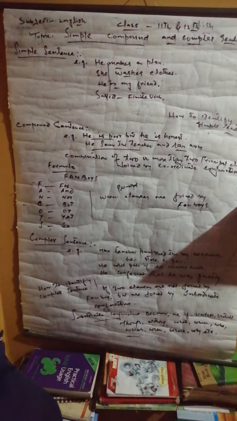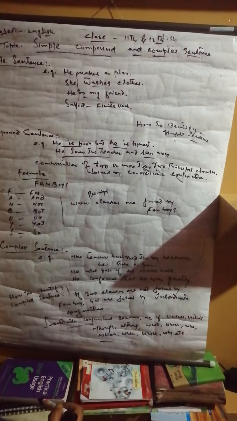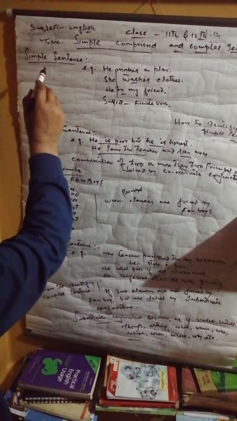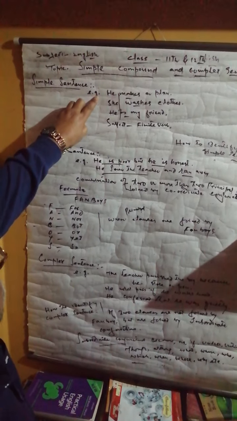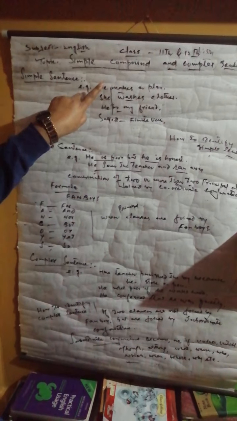In the previous lecture we discussed finite and non-finite verbs and also clause. Today my topic is simple, compound and complex sentence. So what is a simple sentence? Here is an example. He makes a plan.